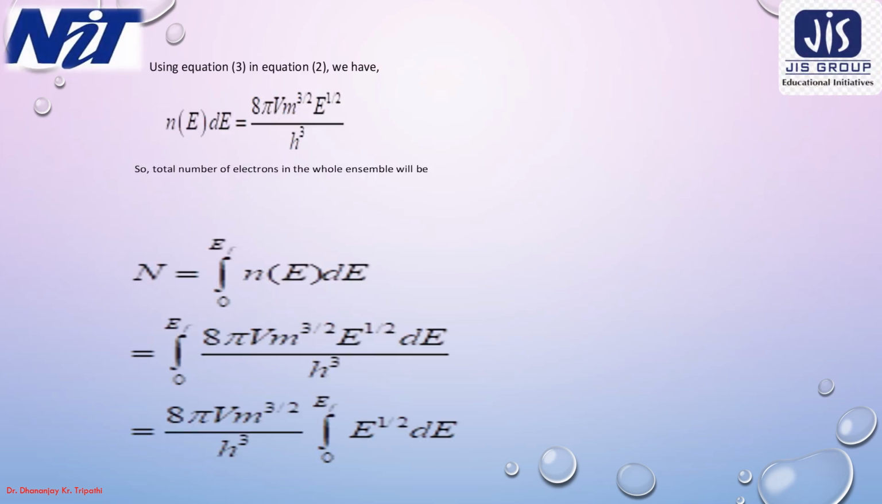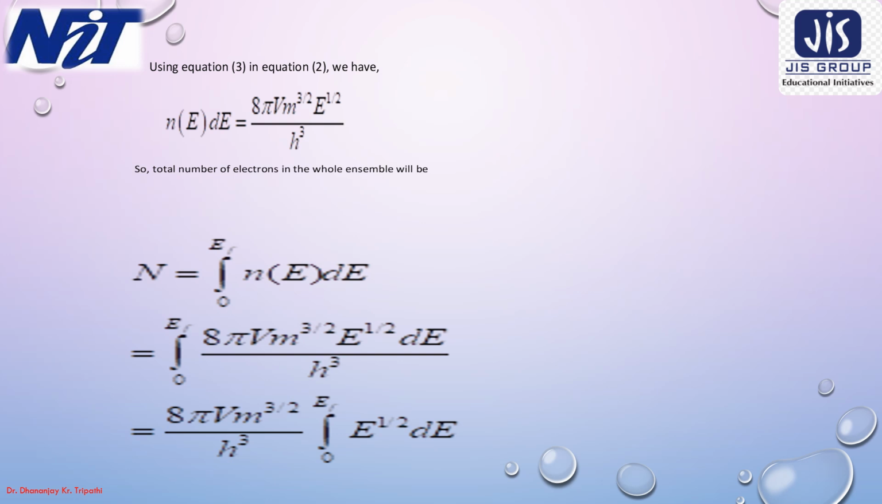So in the last slide we have seen that GedE equals 8 pi V m to the 3 by 2 E to the half by h cube. Now at T equal to 0 Kelvin, when Ei is less than EF, we have seen that Ni equals Gi. Because of that, NedE will equal GedE. So we get NedE equal to 8 pi V m to the 3 by 2 E to the half by h cube dE. Now this is the number of electrons in the energy range E and E plus dE.